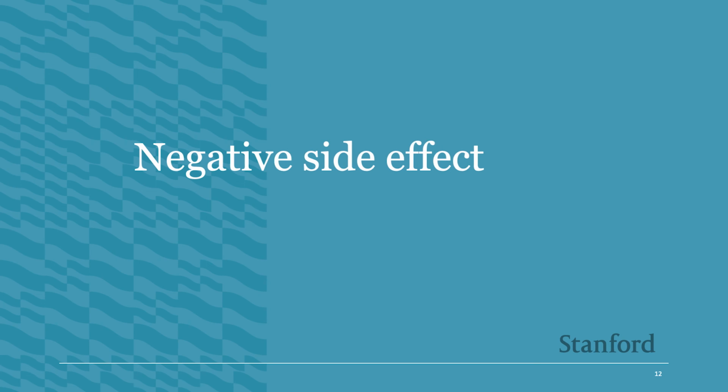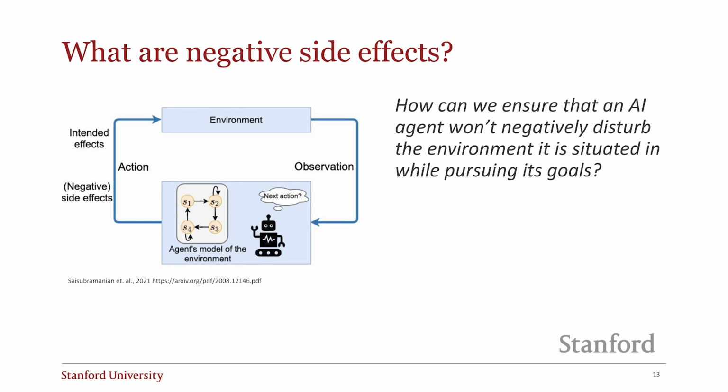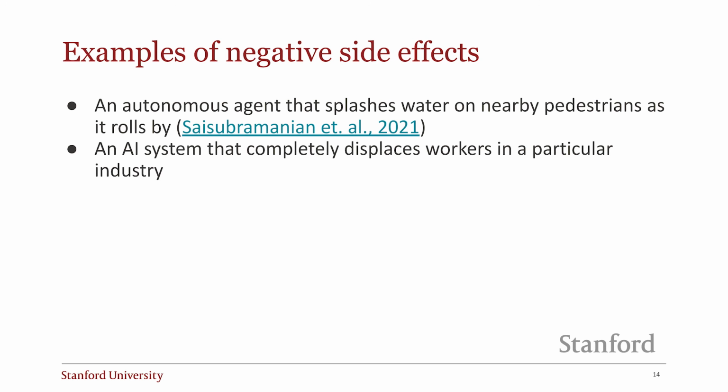Now we'll discuss negative side effects. Negative side effects arise when an agent's behavior while pursuing its goals ends up conflicting with broader societal values. Going back to the example of a cleaning robot, the robot might knock over a vase or push people and pets out of the way because it can clean faster by doing so. Some examples of negative side effects include an autonomous agent that splashes water on nearby pedestrians as it rolls by, or an AI system that completely displaces workers in a particular industry.